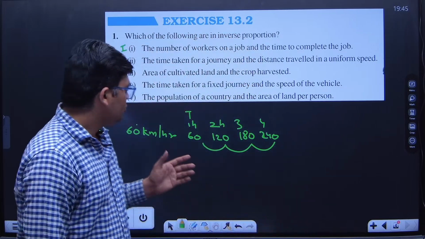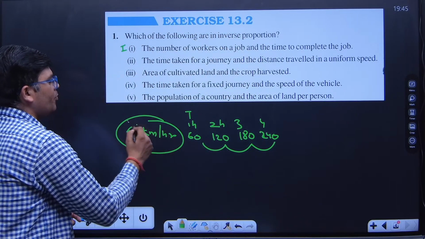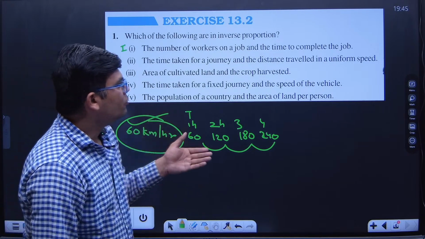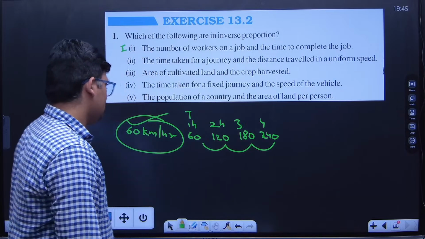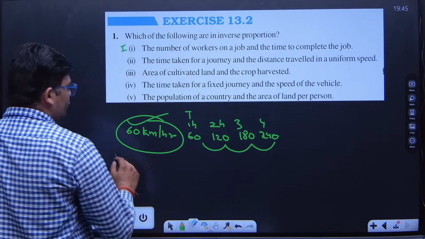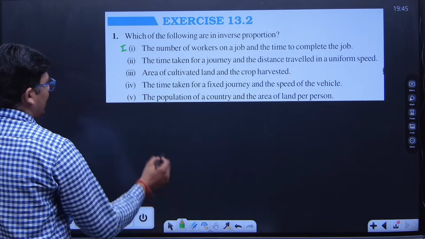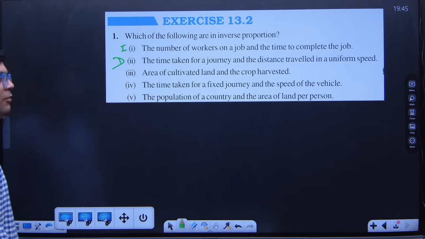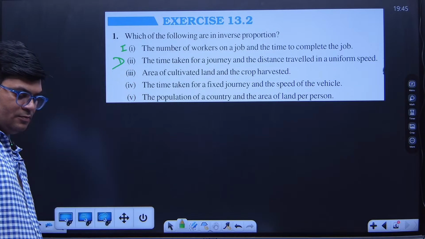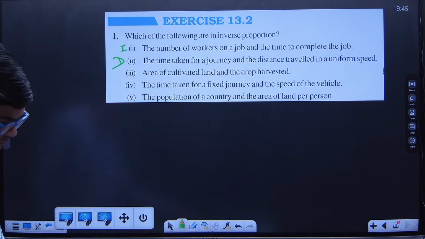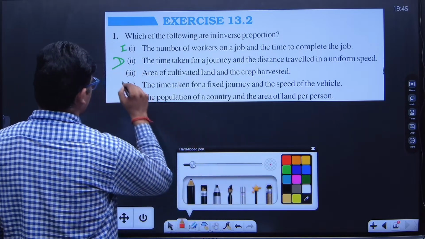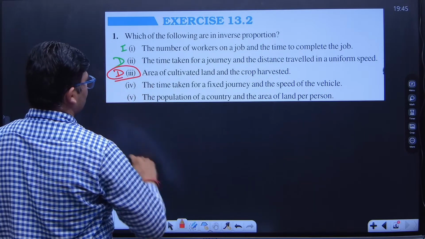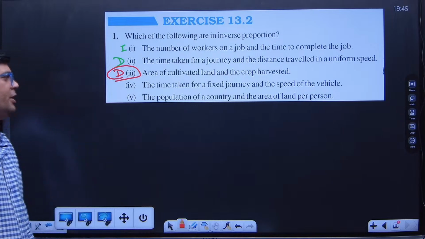So what is the constant? This is the constant of proportionality, which is known as speed. If you do distance upon time, it is going to be uniform speed. So that is a case of direct proportion, not inverse proportion. Now the third one: area of cultivated land and the crop harvest. Sir, this is also direct proportion because if there is more land where you have planted seeds, then there will be more crops. Wonderful. Next: the time taken for a fixed journey and the speed of the vehicle.